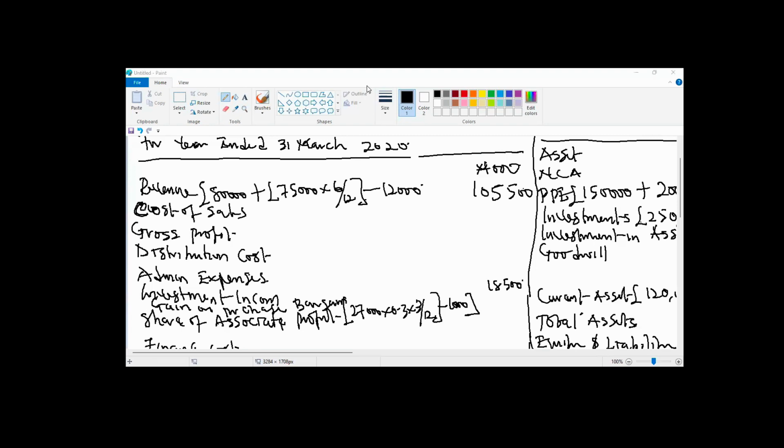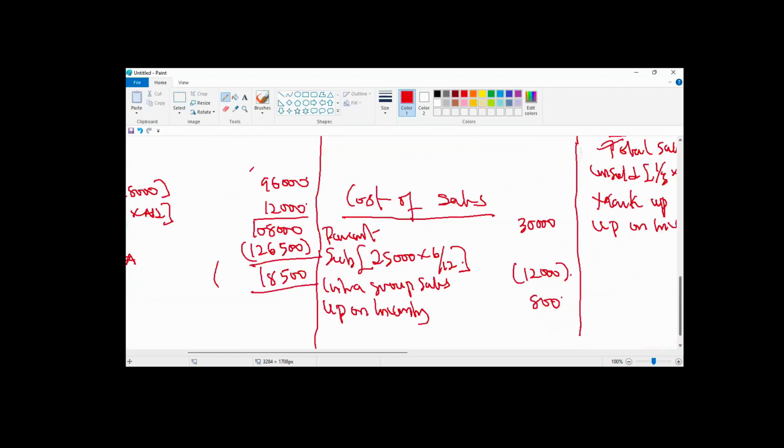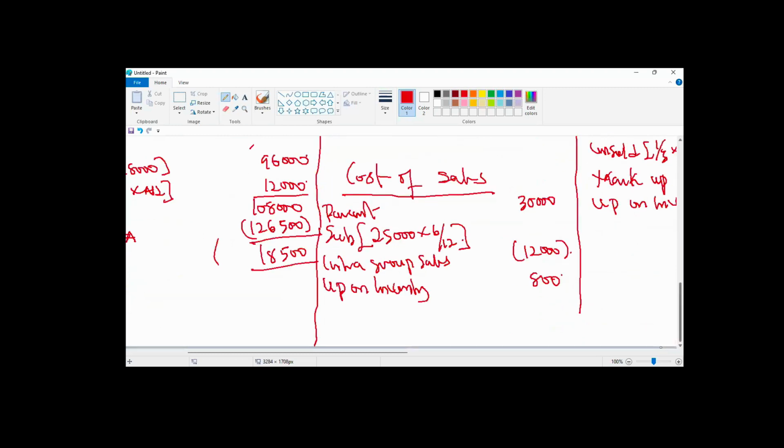I'll go and get the cost of sales. Cost of sales: 25,000 times 6 over 12. 25 times 6 divided by 12, 12,500. Total cost of sales, 30,000 plus 12,500 minus 12,000 plus 800. 31,300.